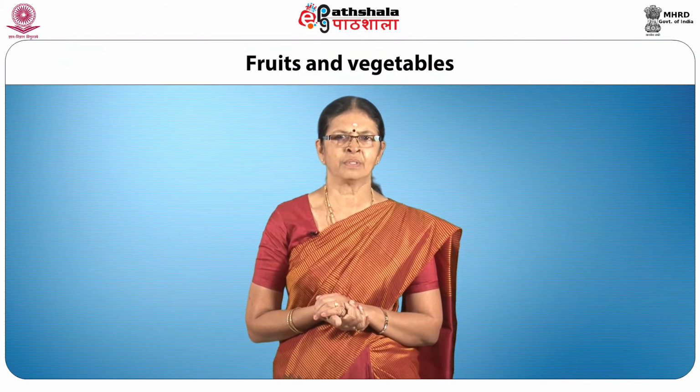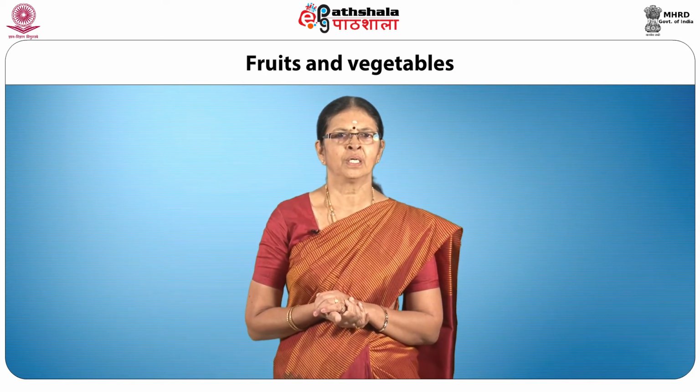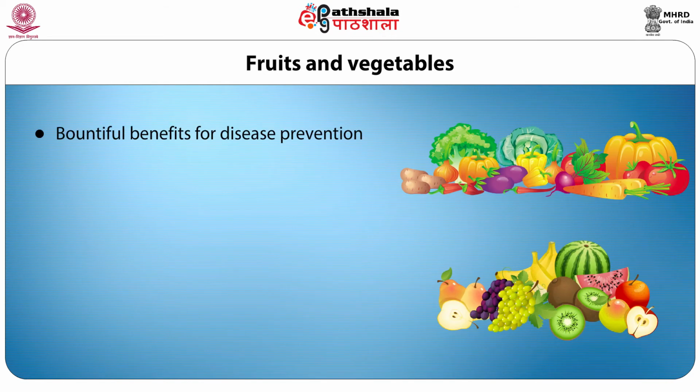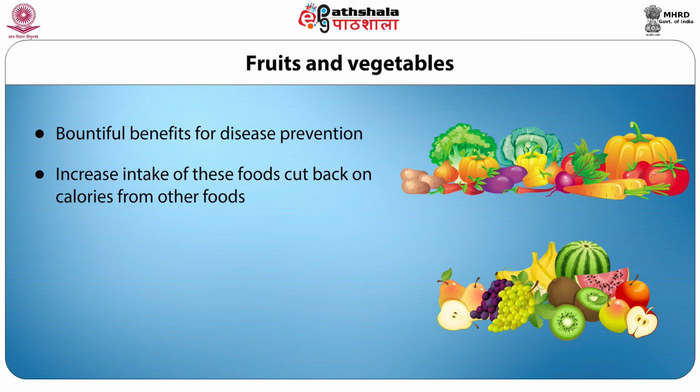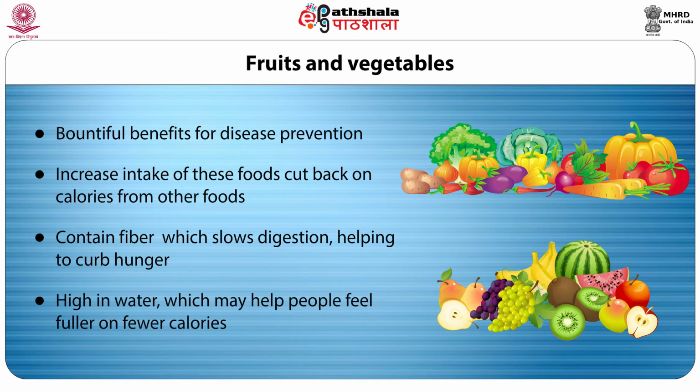Next, fruits and vegetables. The same is true for most fiber rich vegetables and fruit. These slow carb foods have bountiful benefits for disease prevention, and there is evidence that they can help prevent weight gain. When people increase their intake of these foods, they cut back on calories from other foods. Fiber may be responsible for these foods' weight control benefit, since fiber slows digestion, helping to curb hunger. Fruits and vegetables are also high in water, which may help people feel fuller on fewer calories.